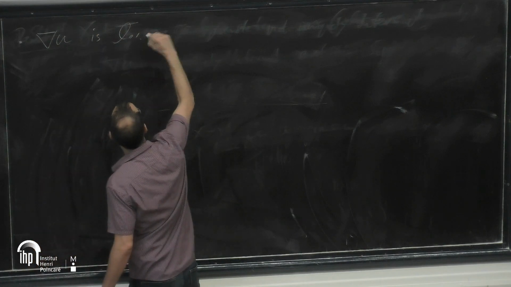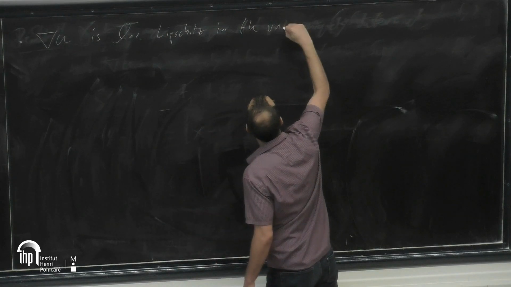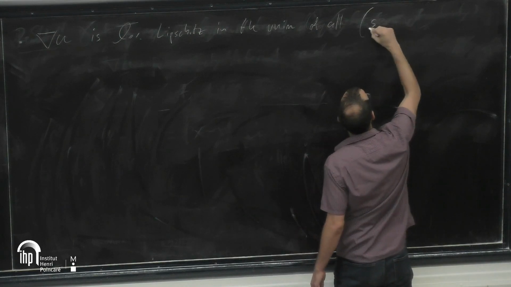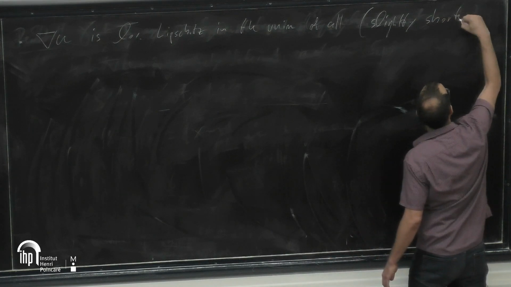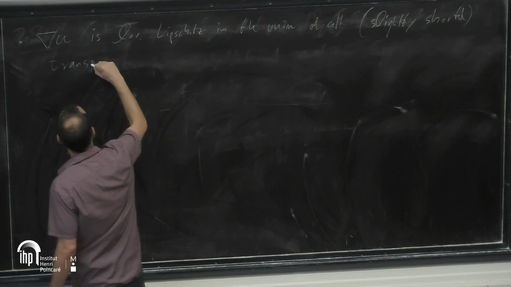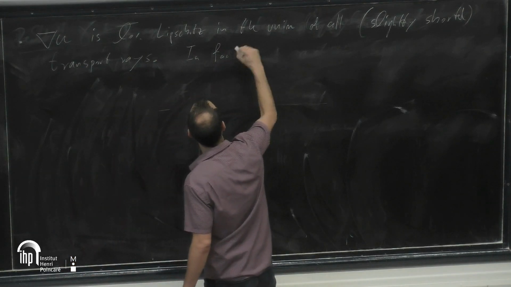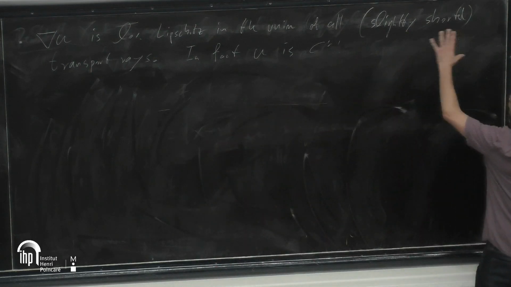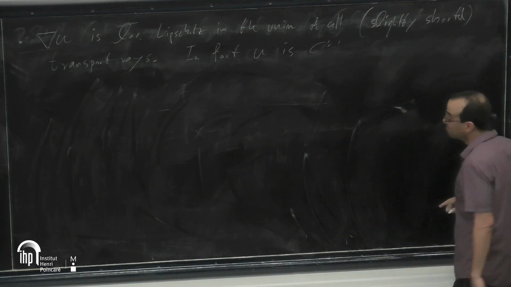Now, the second fact is that grad u is locally Lipschitz in the union of all, slightly shortened, transport rays. And in fact, u is C^{1,1}. So it means that you can take the restriction of u to this union and extend it to a C^{1,1} function on all of R^n. Okay, this I will not explain.